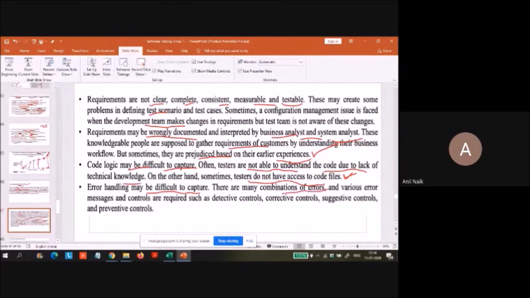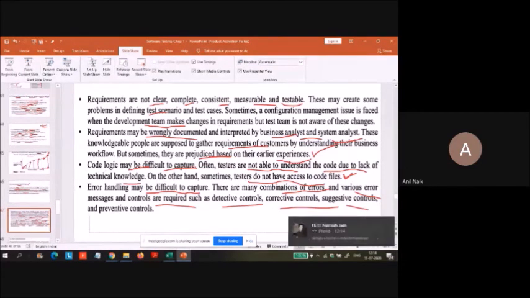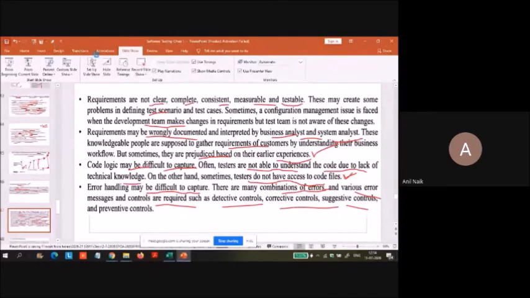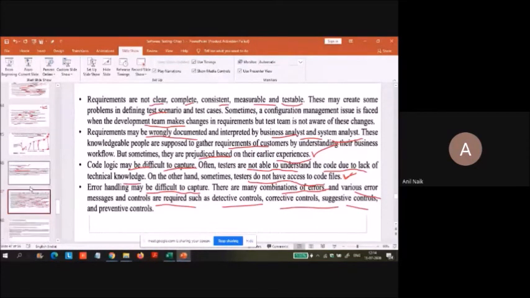Error handling may be difficult to capture. There are many combinations of errors and various error messages. Controls are required, such as detective controls, corrective controls, and suggestive controls. Okay, so these are some of the challenges that we face in software testing.